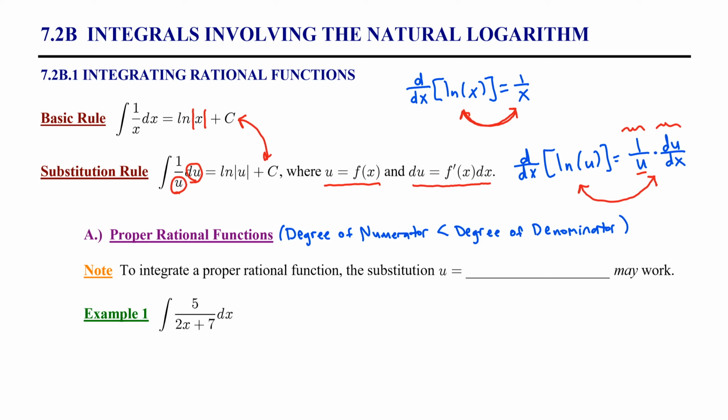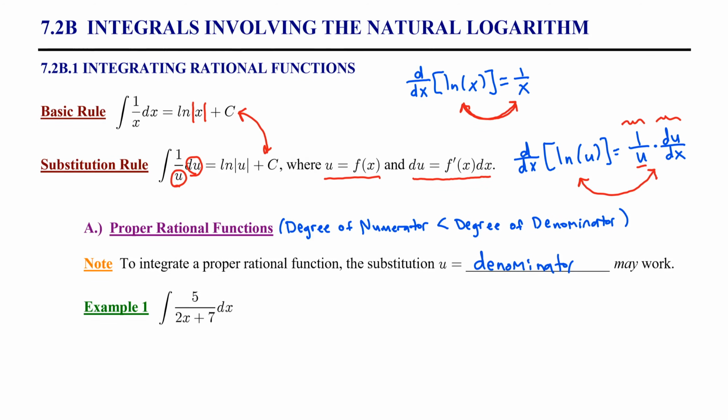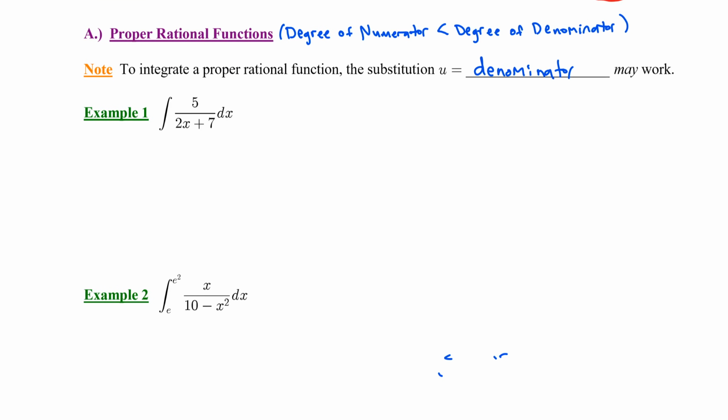If we have a proper rational function that we need to integrate, the substitution u equal to the denominator may work. It's something at least we can try. It doesn't always work, and when it doesn't work, we'll look at alternate techniques at that time. So consider example 1, the integral of 5 over 2x plus 7 dx. Observe that we're dealing with a proper rational function. So we're going to take the suggestion and make a u substitution. We're going to say, let u equal the denominator.